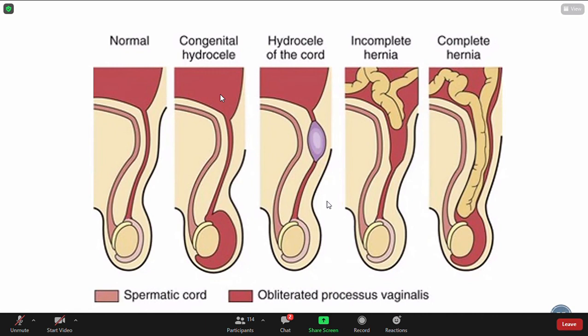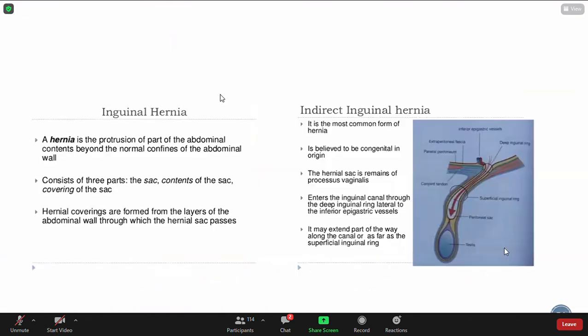And sometimes, although rare, the proximal part of the processus vaginalis closes and the distal part closes. However, the middle part is retained and is filled with fluid. This is what we call the hydrocele of the cord. This is very rare. I have not seen a sample of this. But hernia is very common, particularly the indirect inguinal hernia. This is the most common form of hernia. It is believed to be congenital in origin, as I discussed earlier, because of the patent processus vaginalis.